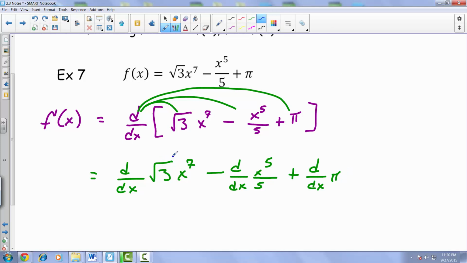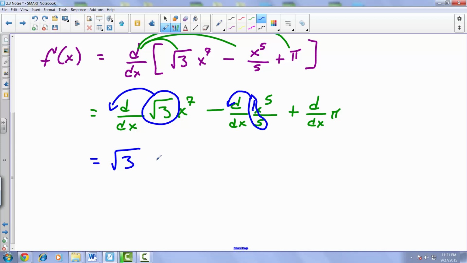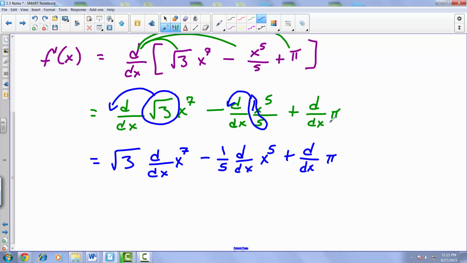Now we're going to go ahead and use our constant property. So we're pretty much just going to take this and throw it in front of our derivative. Really there is a 1/5 that we're going to pull out in front of our derivative as well. And so when we do that, we end up with the square root of 3 times the derivative with respect to x of x to the 7th power, minus 1/5 times the derivative with respect to x of x to the 5th, plus the derivative with respect to x of just this constant pi.